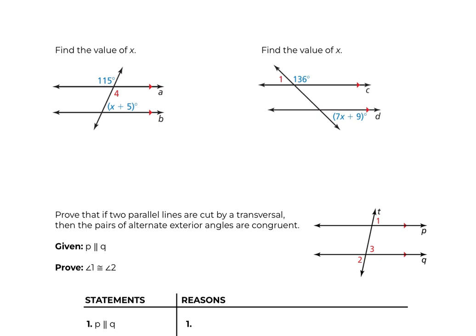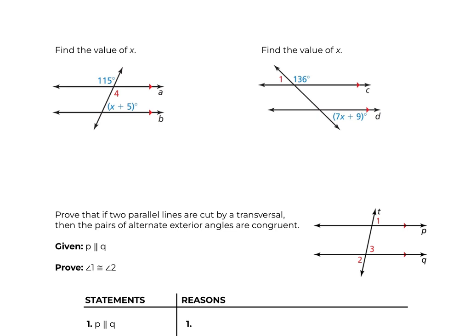Is there any relationship between x plus 5 and 115? Are those any of the four relationships that we talked about? Are they alternate exterior? No, because this is outside, but this one's inside, because it's between the two lines, okay? They're not alternate interior, because this is inside, but this one's outside. They're not corresponding. So they're none of those relationships, right?